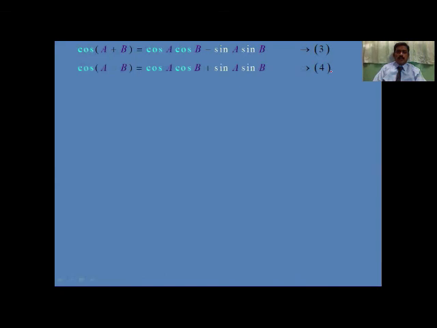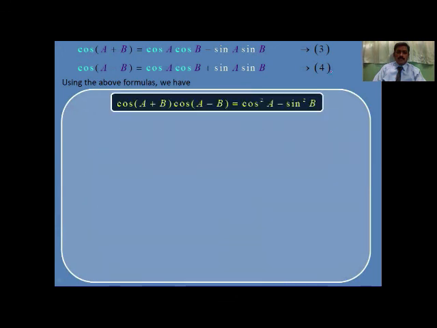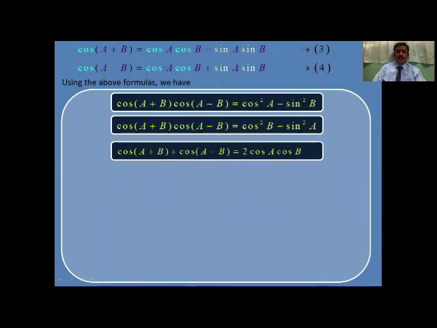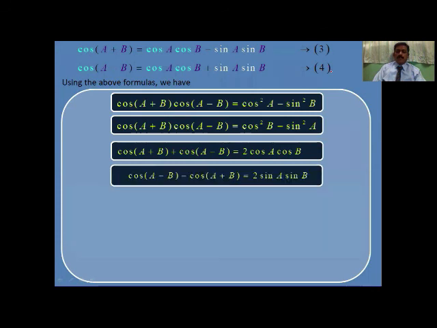Now we are going to see what we have done by using these two formulas. Using these two formulas, we have the following formulas. First, we derived cos of (A plus B) into cos of (A minus B) equal to cos square A minus sin square B. Second formula, cos of (A plus B) into cos of (A minus B) equal to cos square B minus sin square A. Third formula, cos of (A plus B) plus cos of (A minus B) equal to 2 times cos A cos B. Cos of (A minus B) minus cos of (A plus B) equal to 2 times sin A sin B.